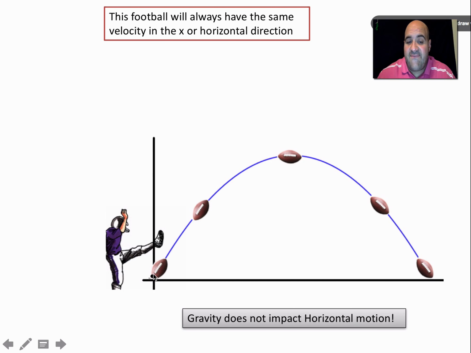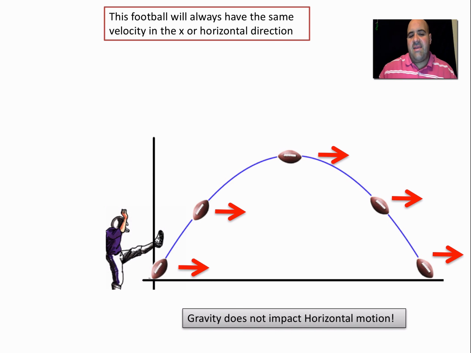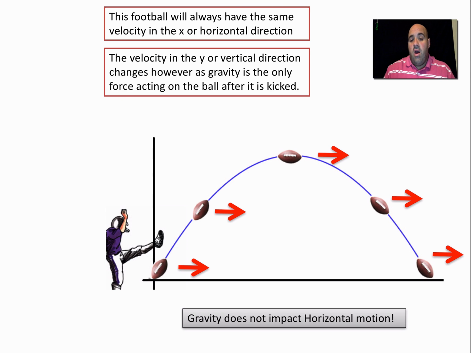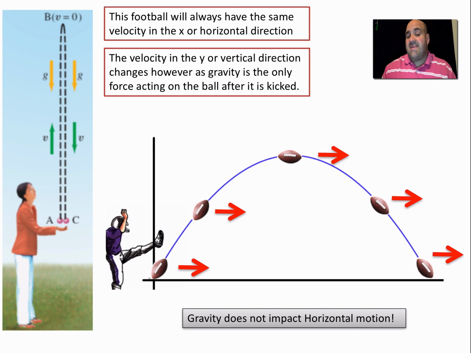Well, you can break this vector. If this was a vector, you're going to break it into a horizontal component and a vertical one. And we'll do that in the next slide, but realize that the horizontal speed of this ball is never going to change. It's going to stay the same until it hits the ground. What does change is the velocity in the y direction, because the only force acting on this, assuming air resistance is negligible, is gravity.